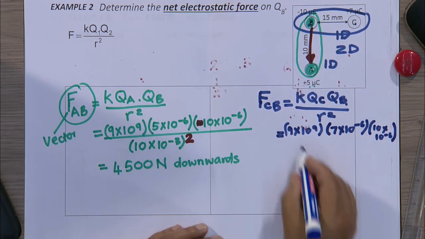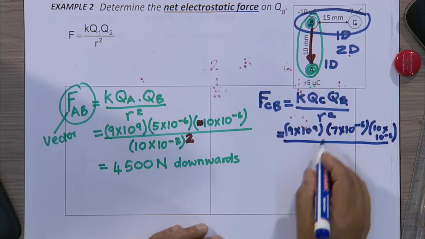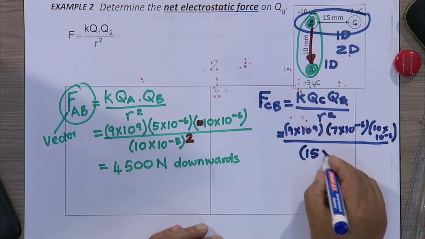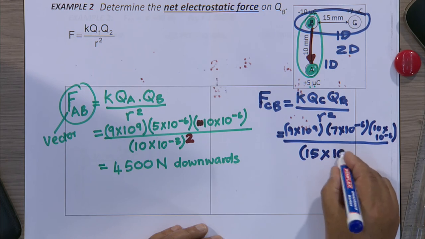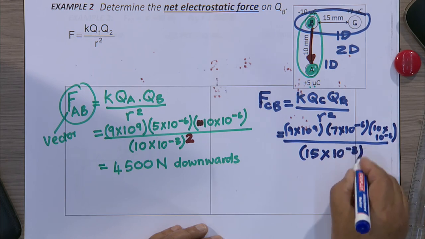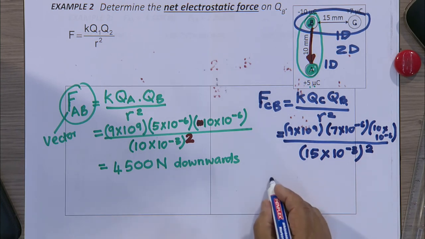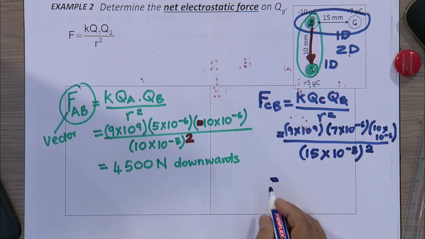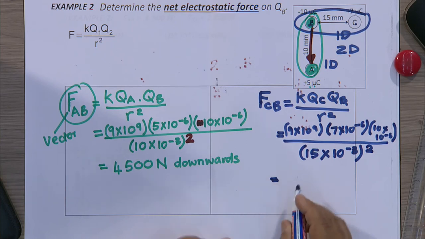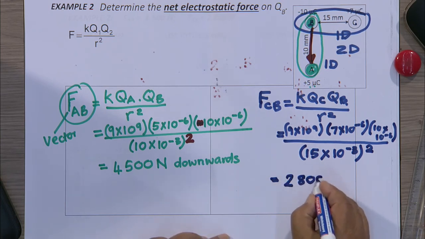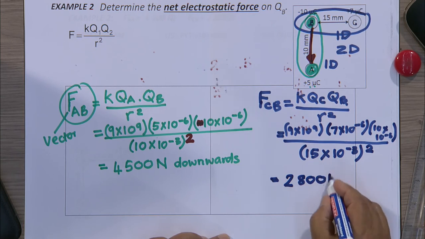Okay. And all of that over what's the distance between them? 15. So 15 milli. So I must convert. You see how important your conversions are? All squared. And then if I calculate that out, I get 2,800. It's force, so it must be newtons.